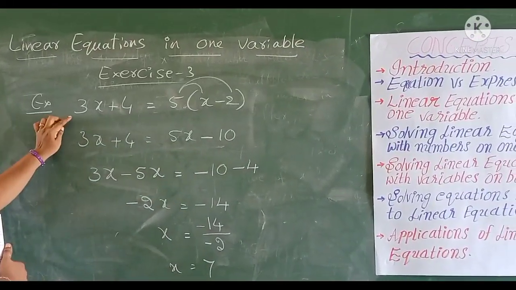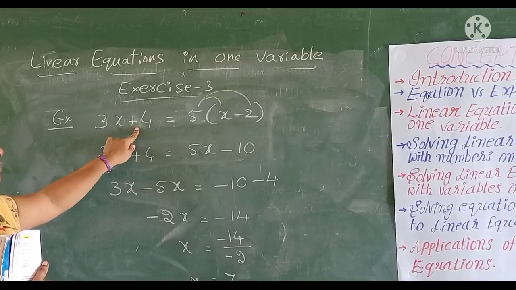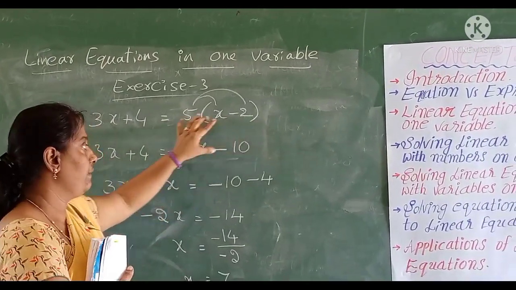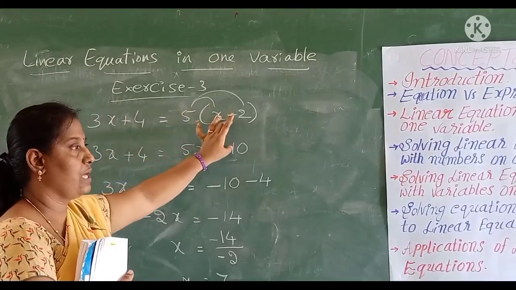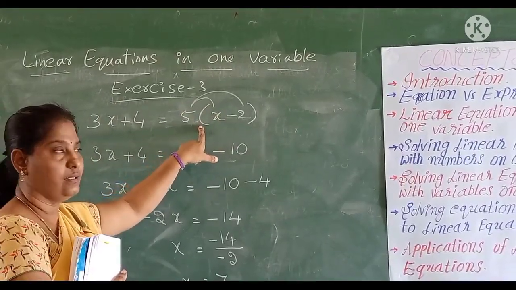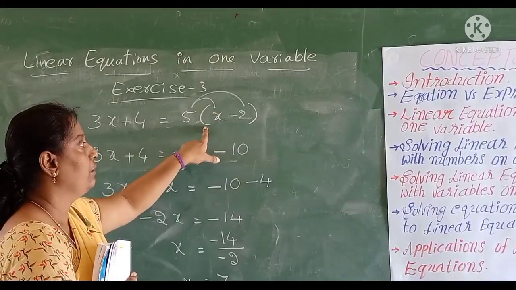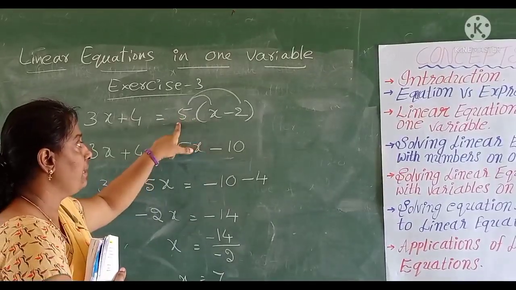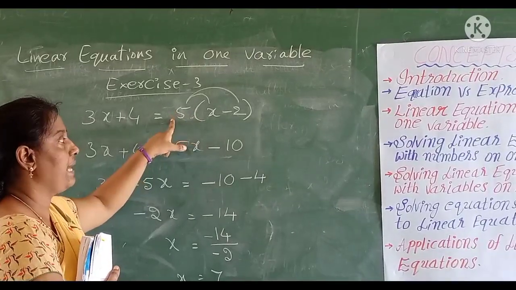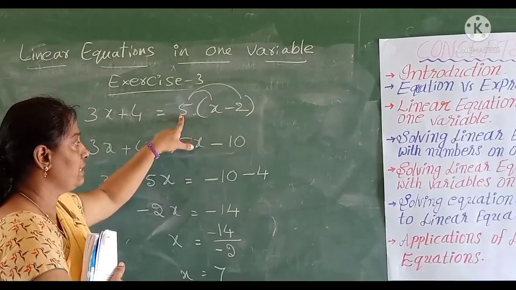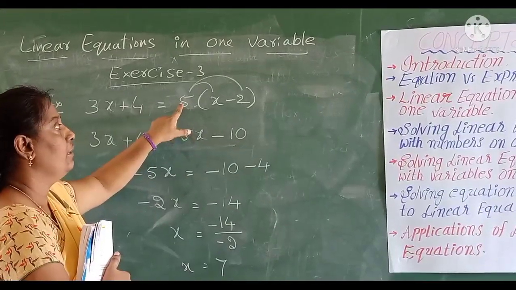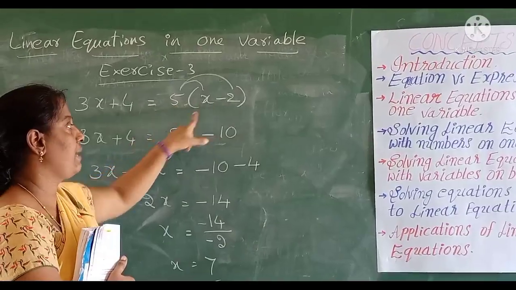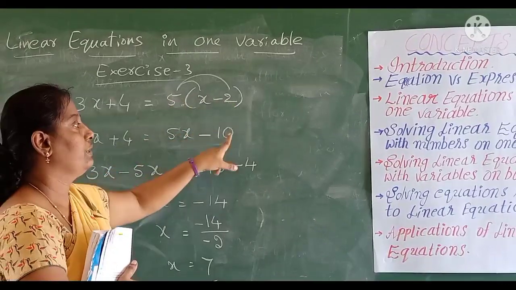One more, I am telling once more. 3x plus 4 is equal to 5 into (x minus 2). To solve these types of equations, we have to remove the bracket here. For this, we have to multiply by the number before the bracket. How much is the number here? 5. So we multiply with 5: 5 into x, 5x. 5 into 2, 10.